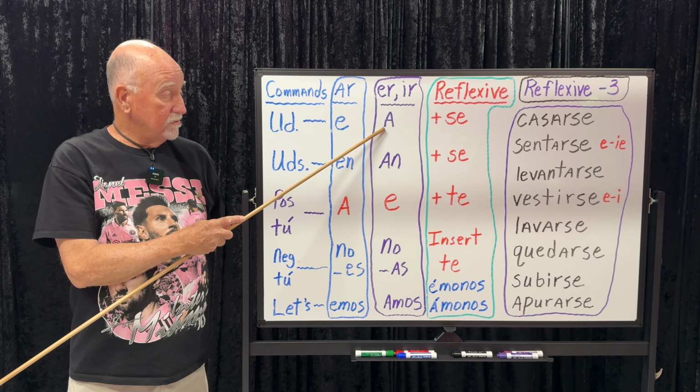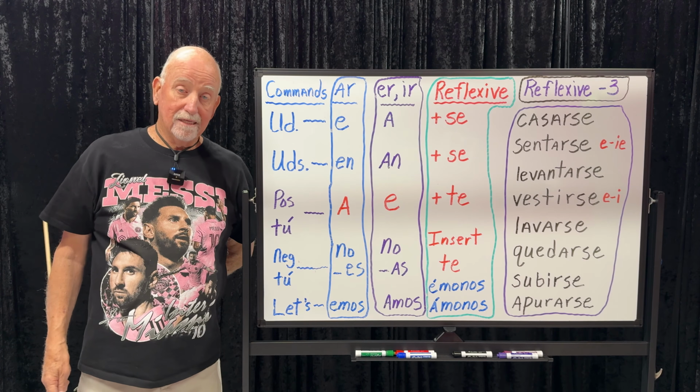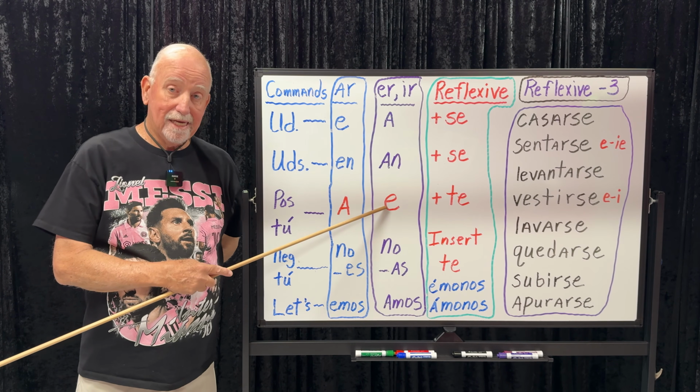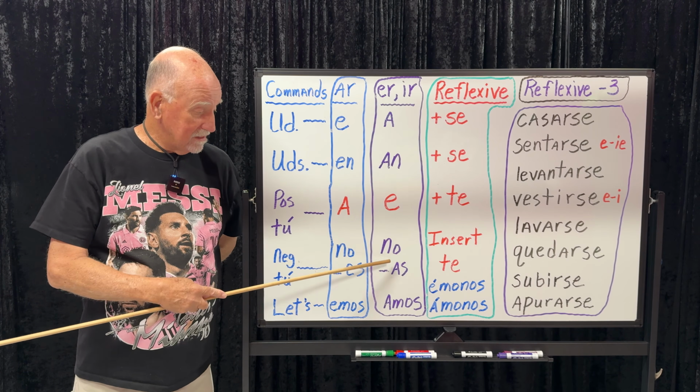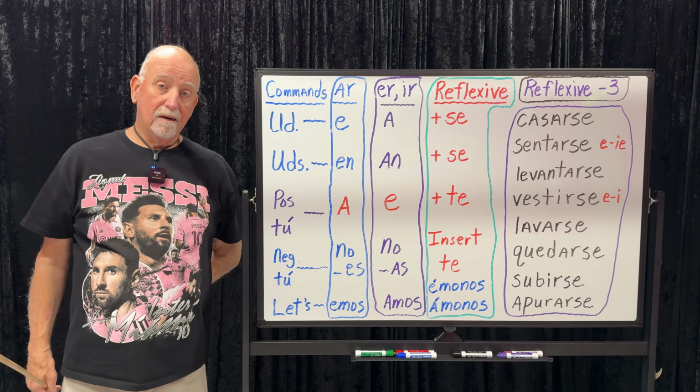Let's go with leer. Lea would be read to an usted. To a group of kids, lean, read. To your friend would be lee. To your friend not to read, no leas. And then let's read, leamos.